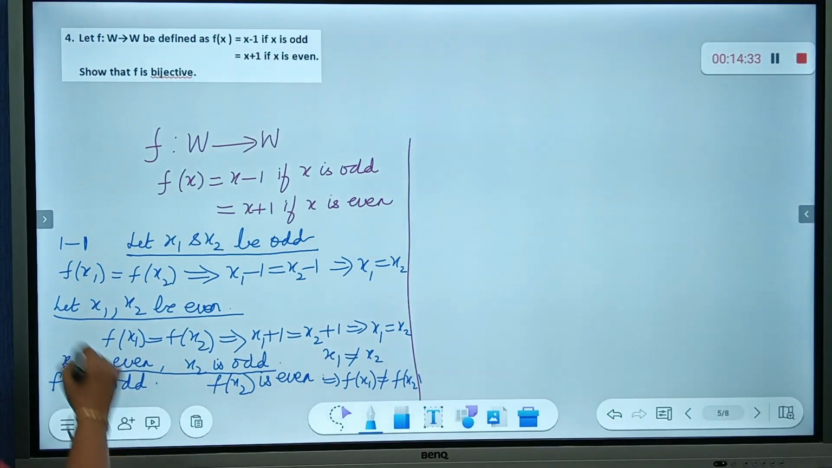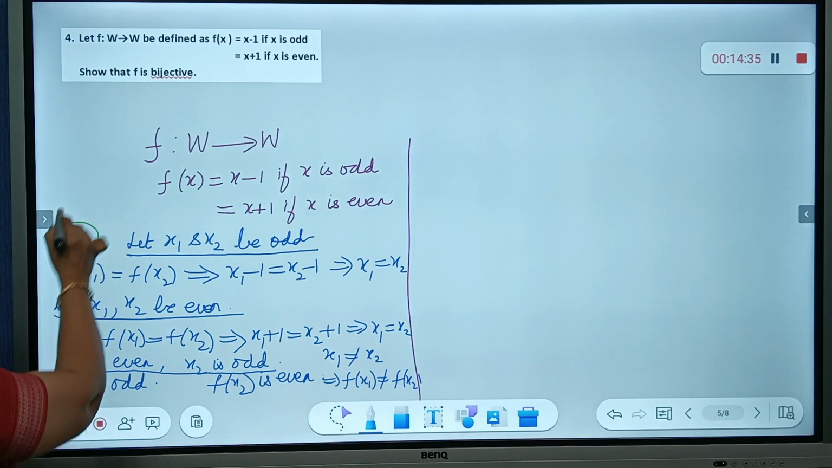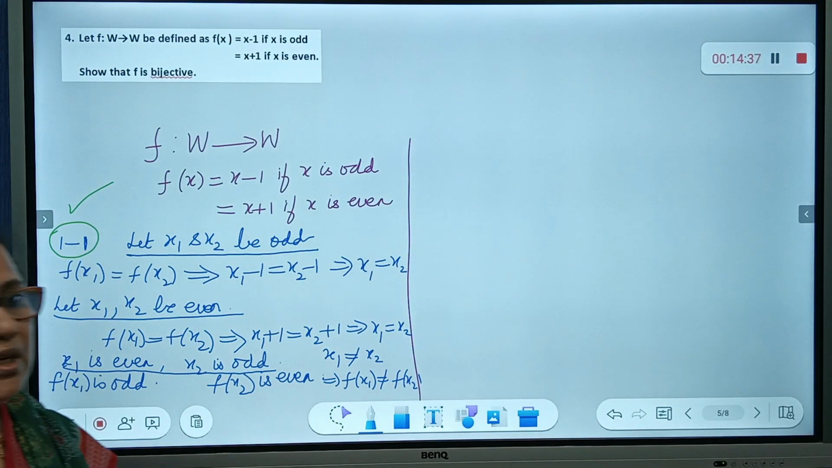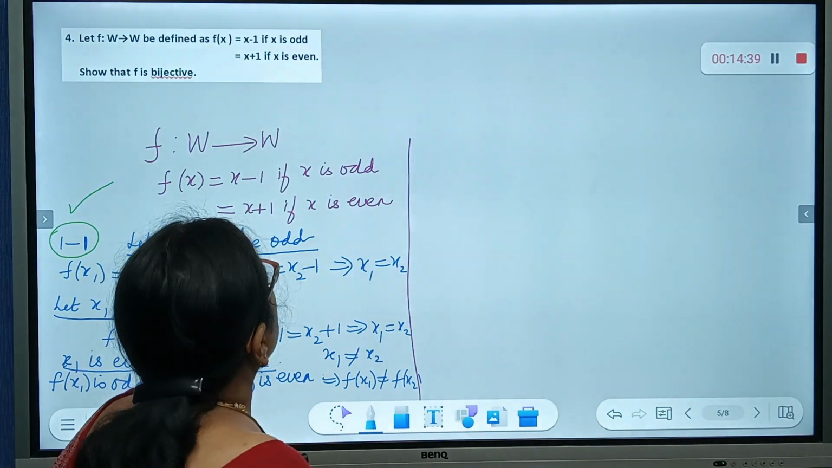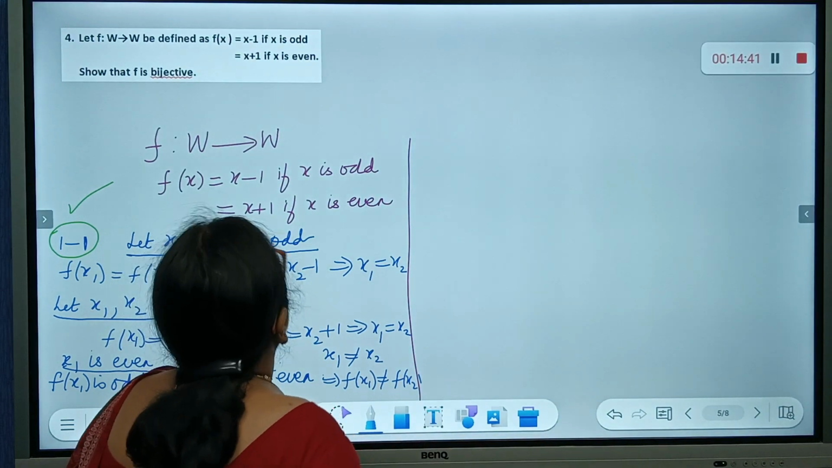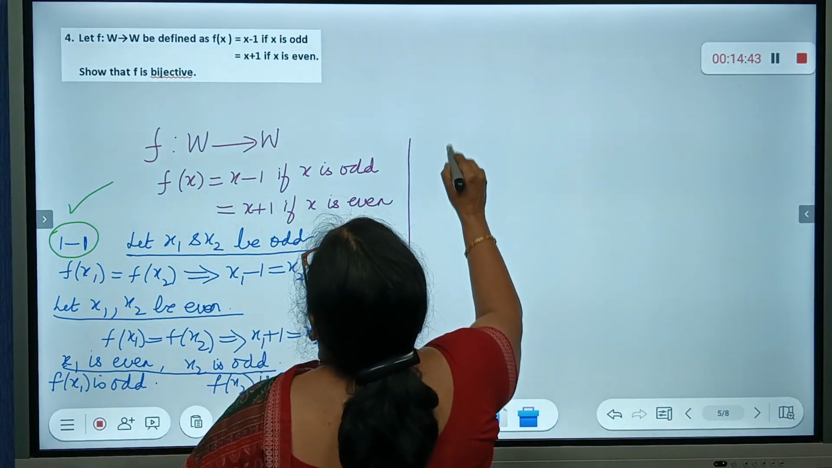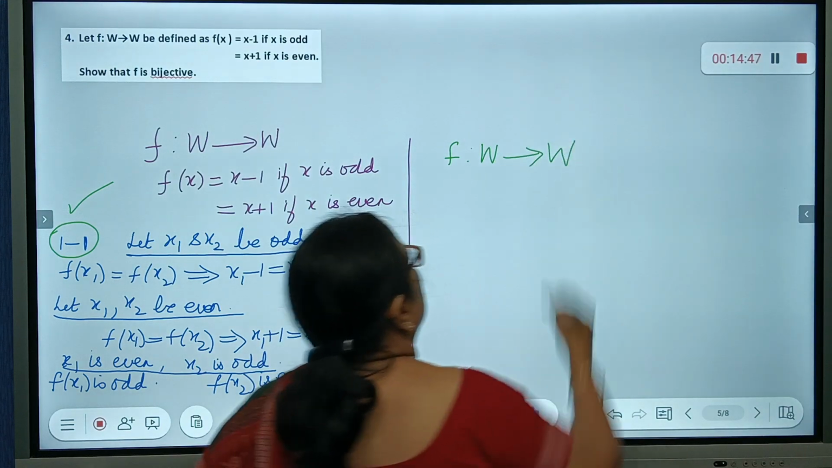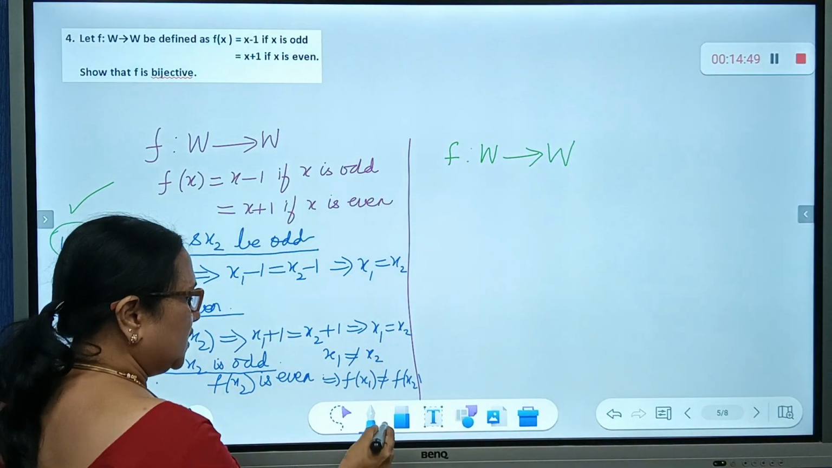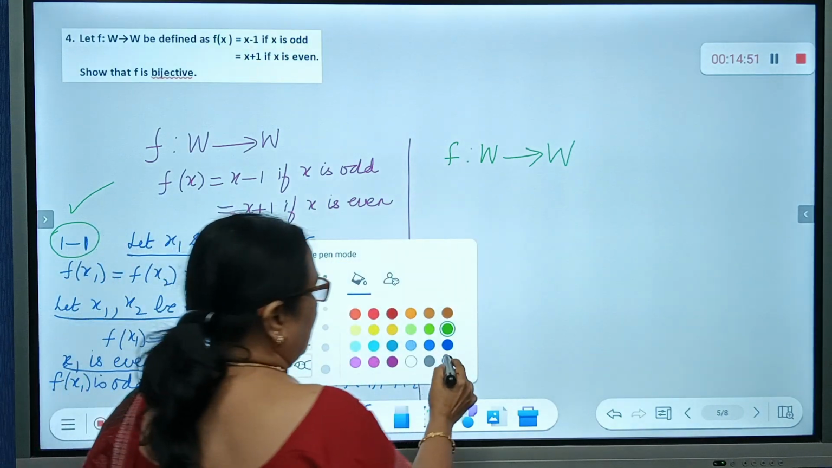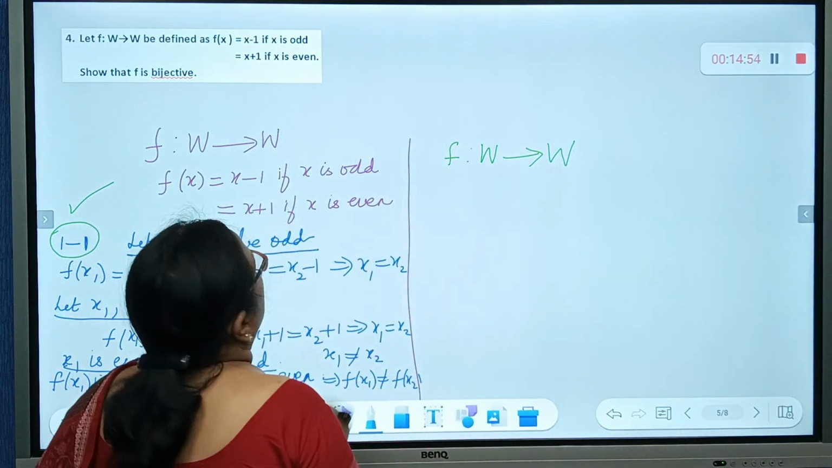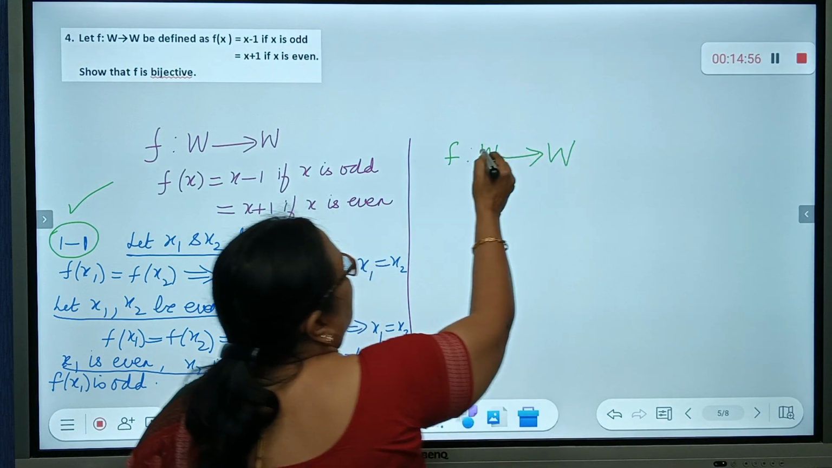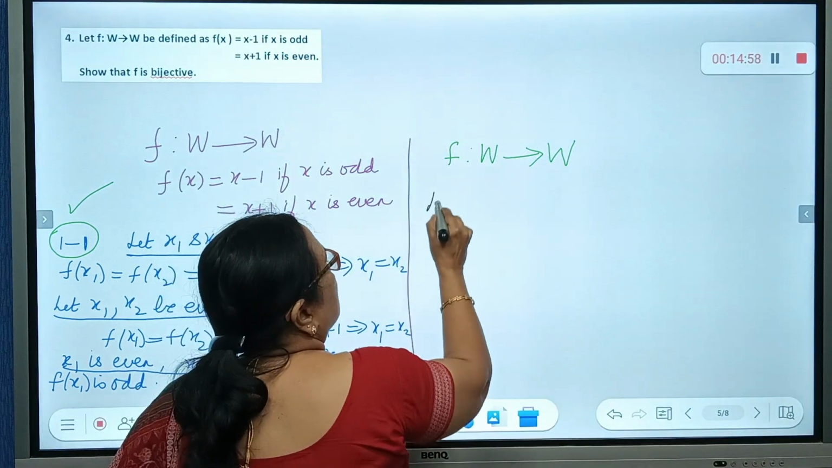So what have we proved? f is therefore 1 to 1. Now we have to check whether it is onto. So let y, f is, as you can see, from W to W. I don't know if the color is visible, so I'm just going to change the color to black. Now given a y, I should be able to find a pre-image.